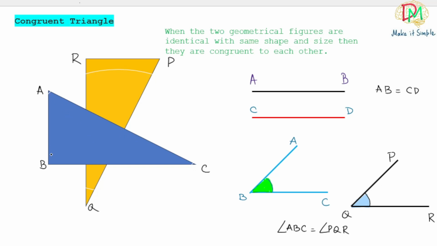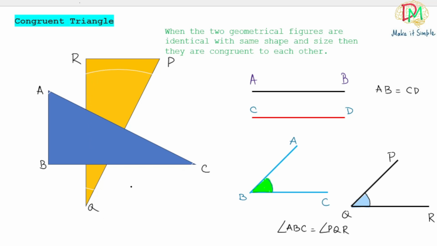Now look at this: in ABC, this is 90 degrees, and here in PRQ it is also 90 degrees. So when we write the congruence of the triangles, we should keep in mind the identical or corresponding parts. Vertex A is identical to which vertex of PQR? That is P. B is identical to R. Okay, and Q is identical to C.